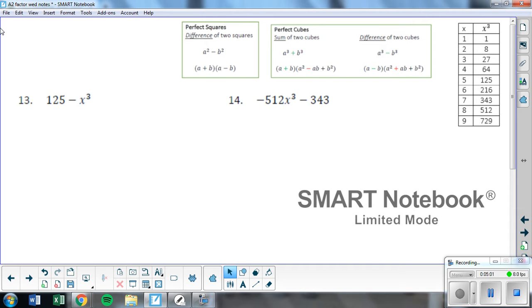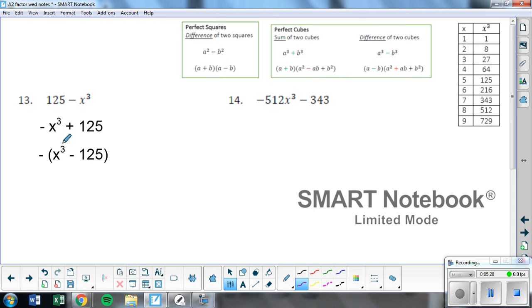Number 13. You'll notice it's not in standard form. It's a good idea to get it in standard form before we start factoring, so it kind of looks like what we've been doing lately. So let's write the negative x cubed first and the 125 last. Then we don't want a negative coefficient, so from there I would factor out a negative. Divide by negative, I get x cubed. Divide by negative, I get negative 125.